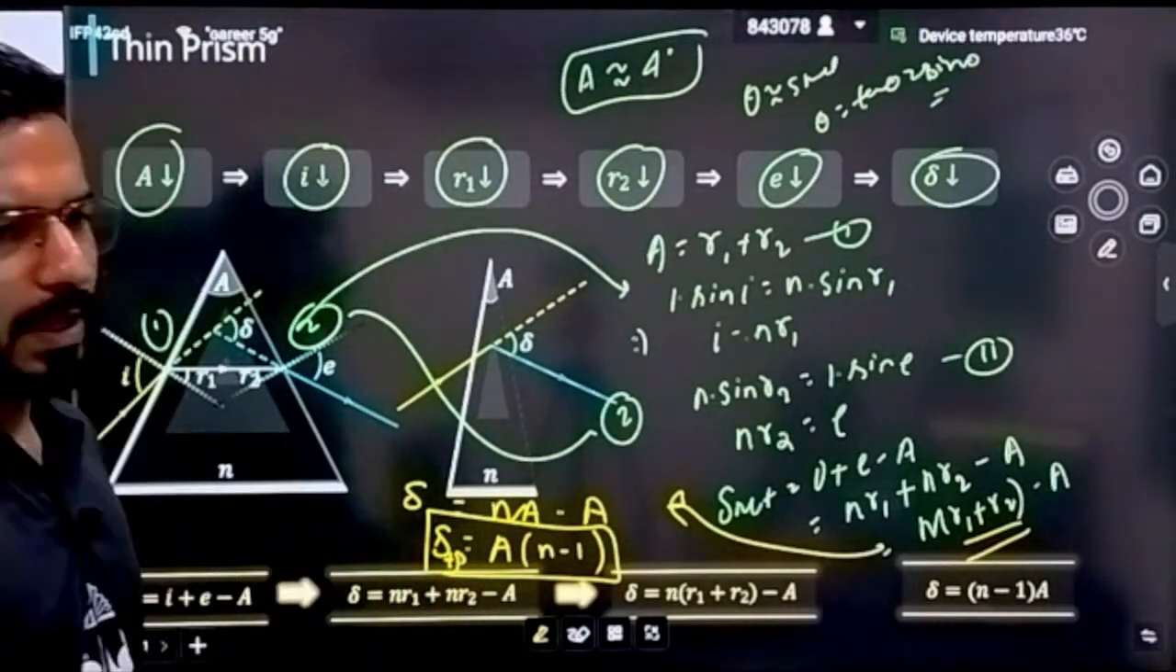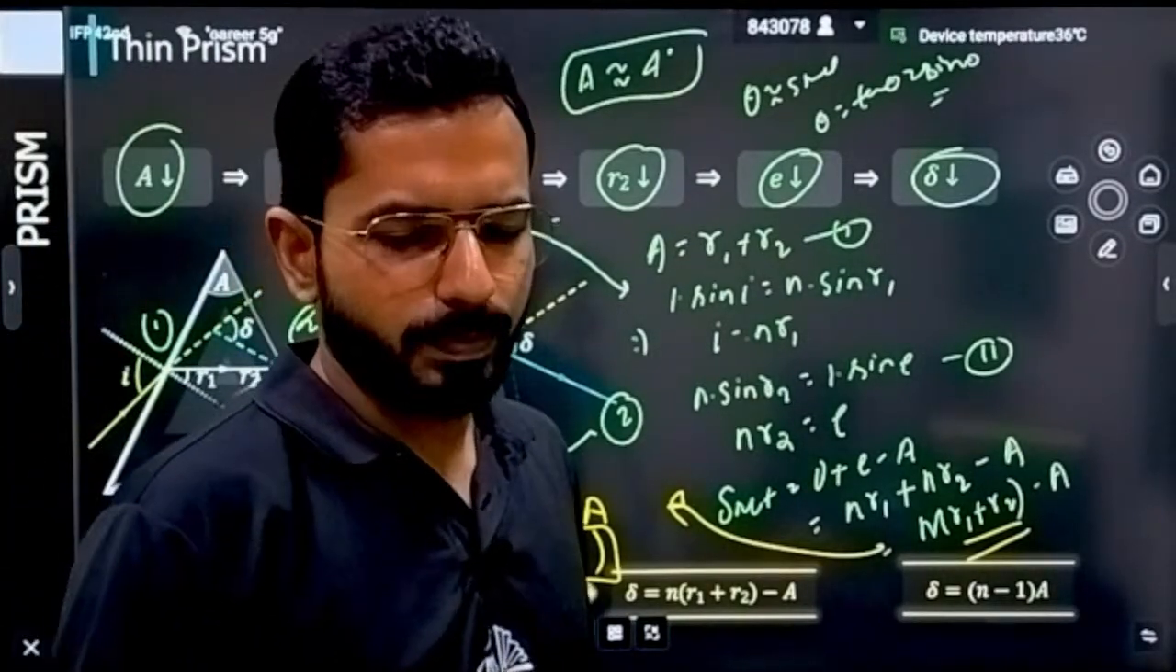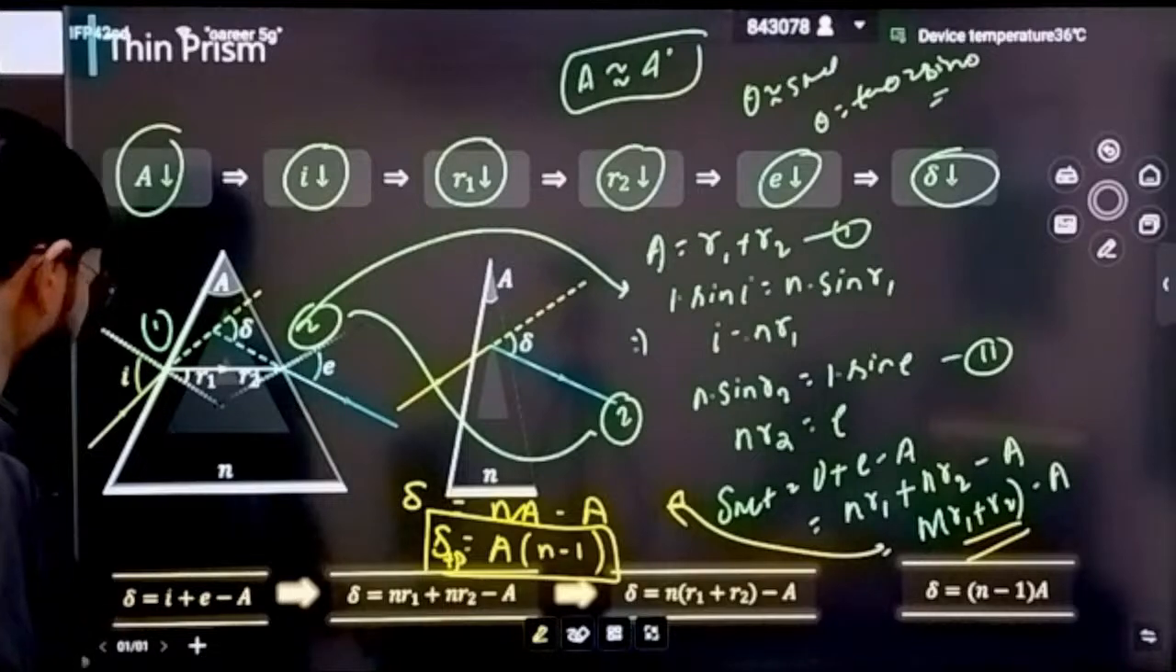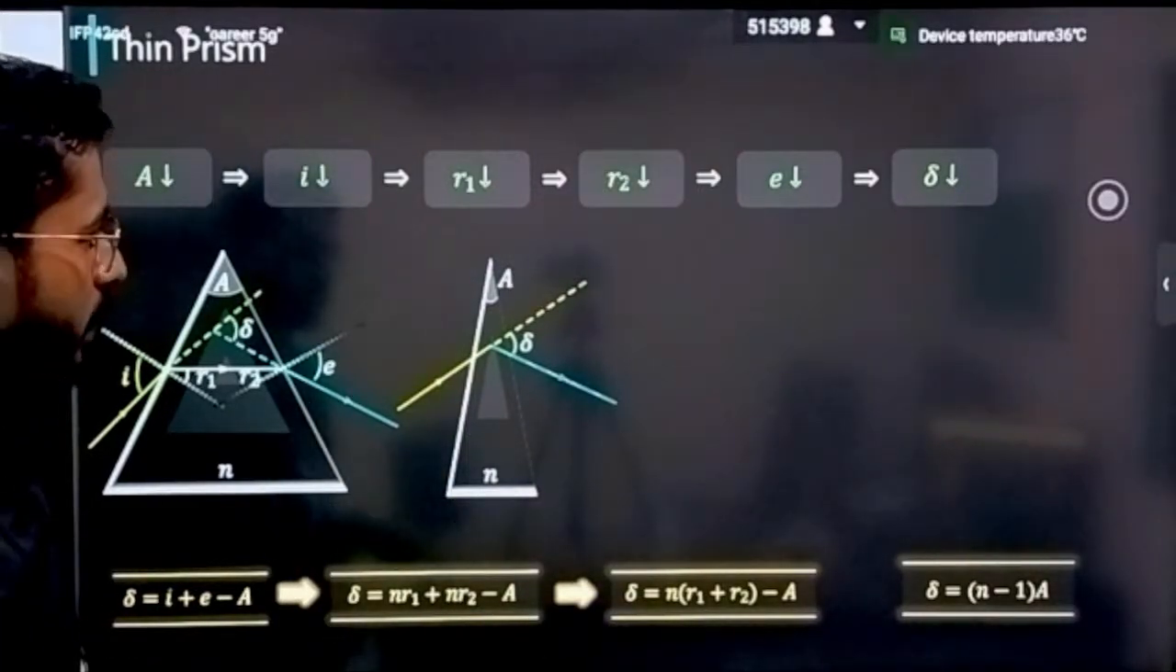This is the deviation for a thin prism. Very famous result, A(n minus 1). A lot of places it is used. Very important result also, A times (n minus 1). Clear?